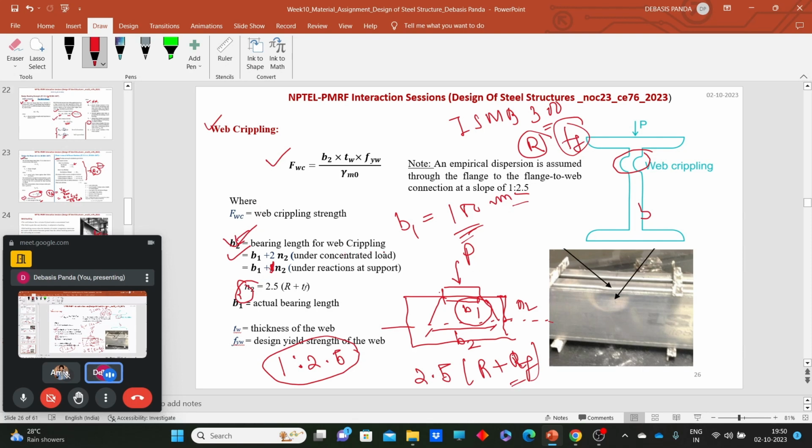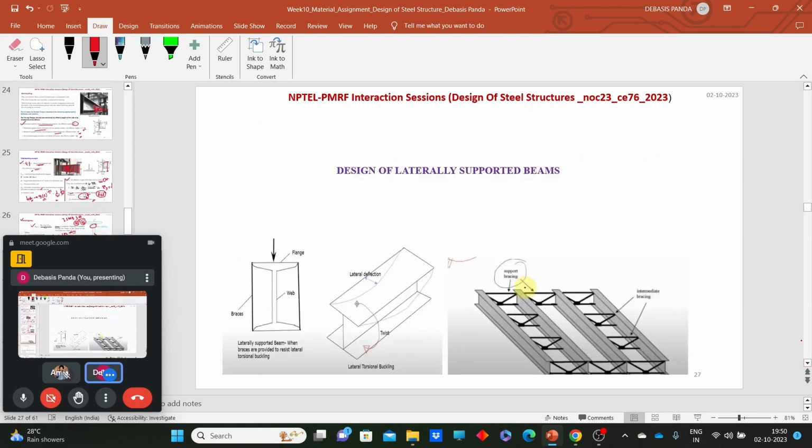And if we need to calculate at the support, then we can also calculate at the support. This way, we can calculate the web buckling and web crippling, and these two things should be well within the design shear capacity. We need to ensure that also. So those are the general and design specifications for laterally supported beams.